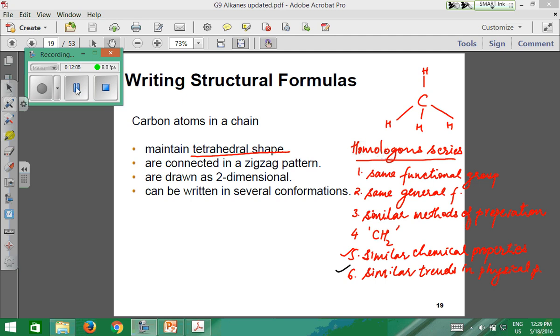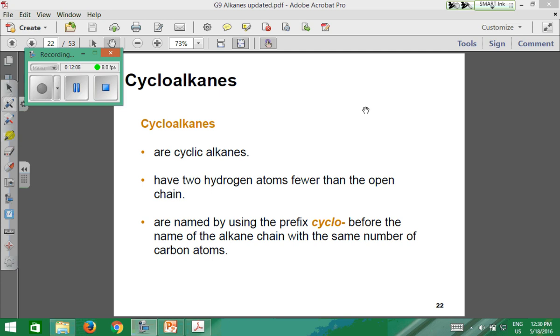Next one, another group, we call them cycloalkanes. The word itself suggests cyclic, means the figure which completes itself. This is like cyclic, 360 degrees. So cycloalkanes means they are alkanes. Obviously, if I am telling that they are alkanes, it means they don't have a double bond or triple bond. So they are called cycloalkanes.